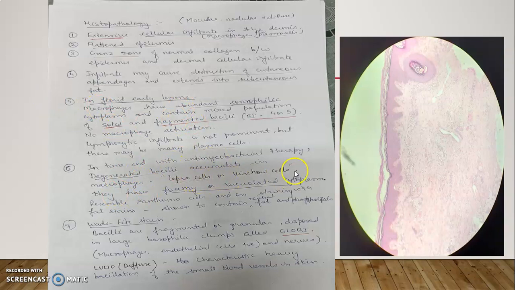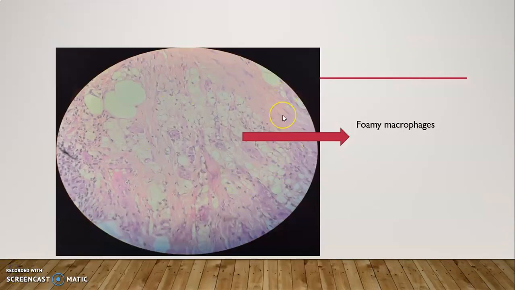They are known as Lepra cells or Virchow cells. They have foamy or vacuolated cytoplasm. They resemble xanthoma cells. With Wade-Fite stain, bacilli are fragmented or granular and disposed in large basophilic clumps known as globi. This is also a microphotograph showing lepromatous leprosy. In this, you can see macrophage accumulation in the subcutis, foamy macrophages.